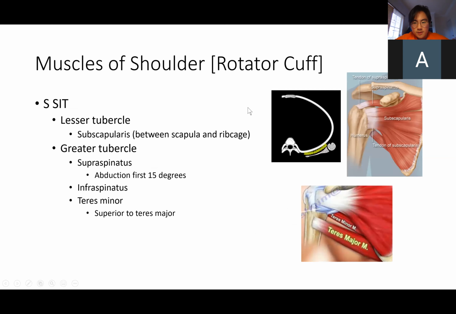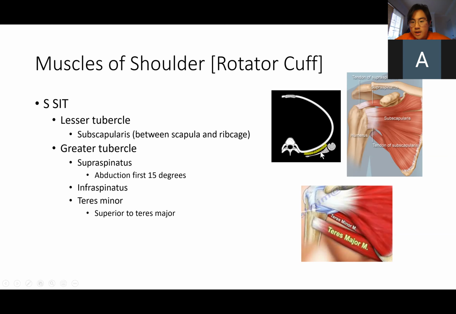Okay, now the rotator cuff muscles. We've got 4, right? Everyone has their own way of remembering them. So SITS is pretty common. I like to use S-SIT, right? It's not really anything, but why do I do this? Because it helps me remember how they attach onto the humerus. So S stands for subscapularis, and it's the only muscle that attaches to the lesser tubercle. Okay, so there's the subscapularis there, and there's the lesser tubercle there.